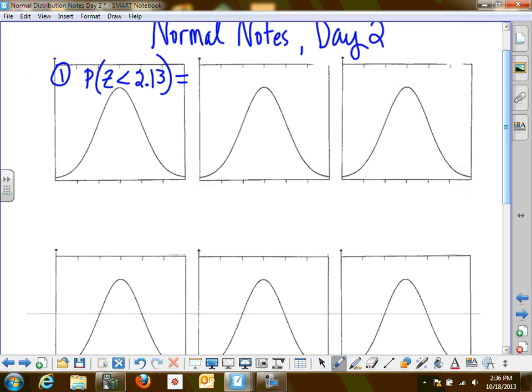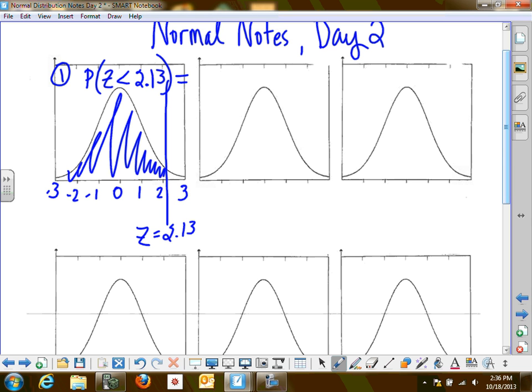So let's go ahead and label this. This is a normal model, standard normal model, 0, 1, 2, 3, -1, -2, -3. Okay, so we have a z at 2.13. That's about right here, and I label it. Z equals 2.13. And shade the area you're finding. Where is the area I'm finding? Less than. So you're going to shade that in right there.